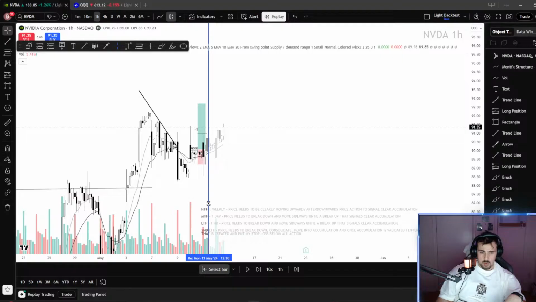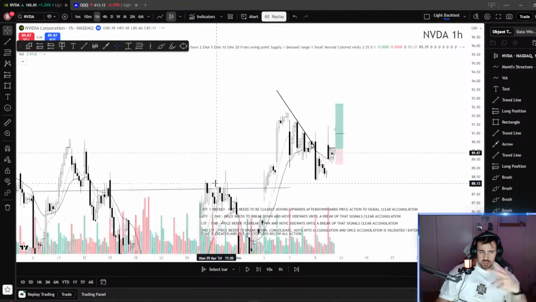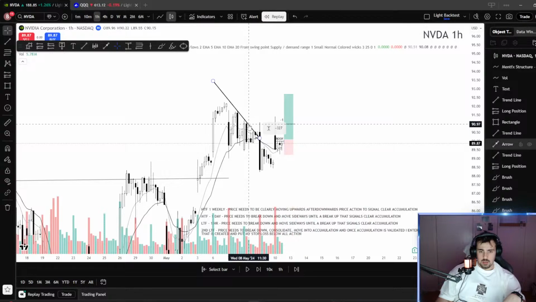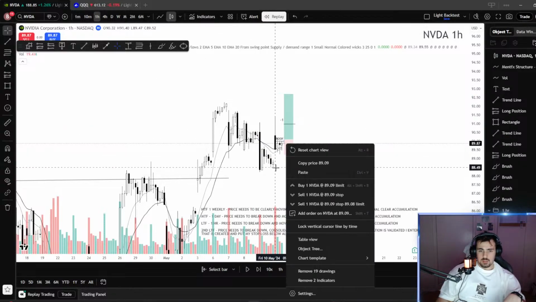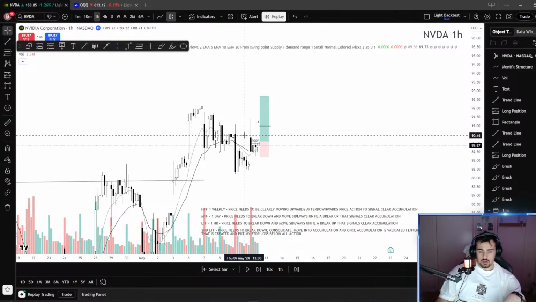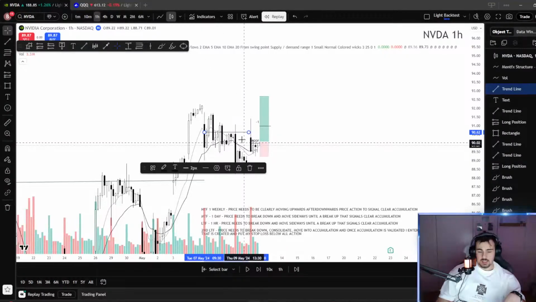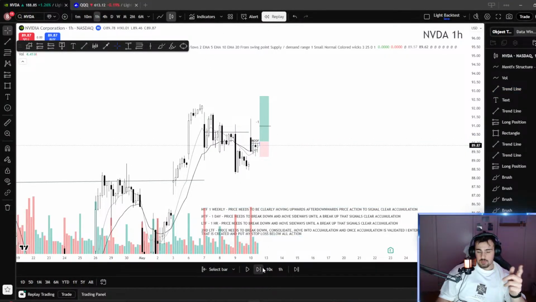So let me rewind this a bit. You'll kind of see how the thing that I'm looking for changes. So here, I'm going to get rid of this. This 1 hour structure looked good to me because it broke past all these highs to the left. So I entered my trade.